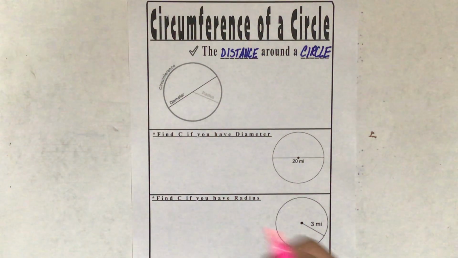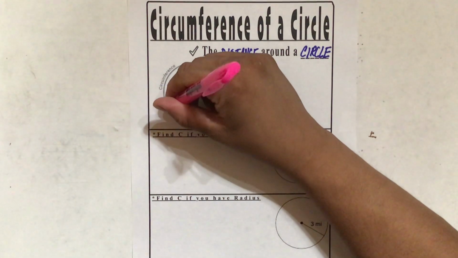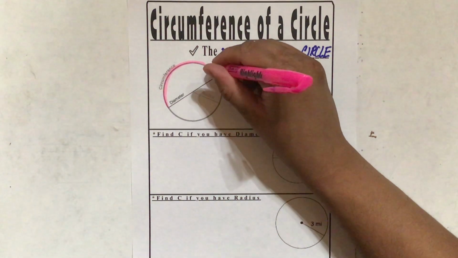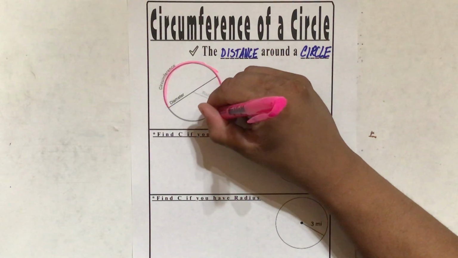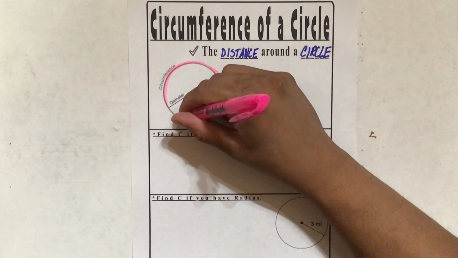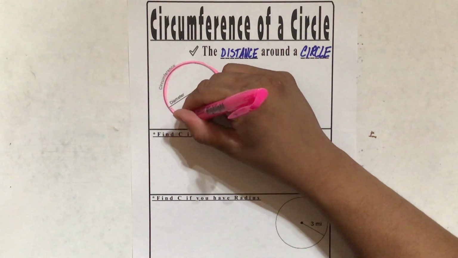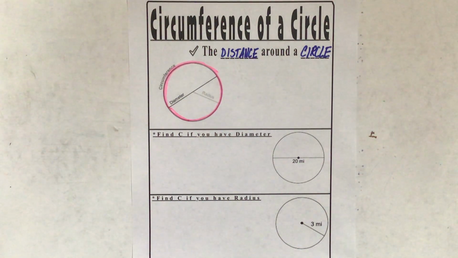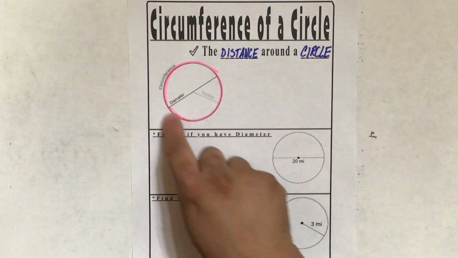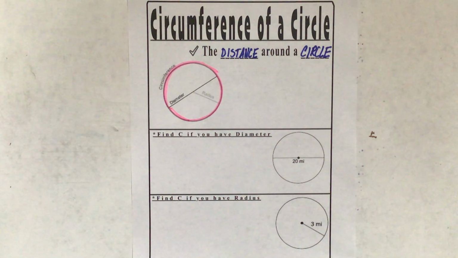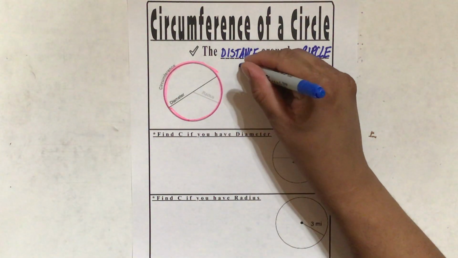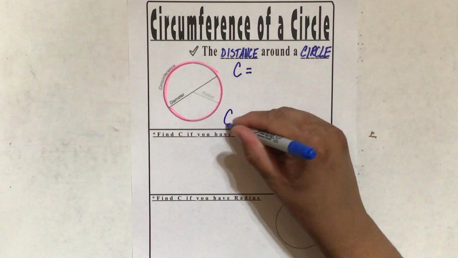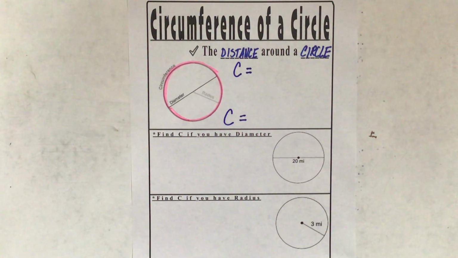So if I start here at this point and I work my way all the way around my circle here, and I travel in a circular fashion and I end up at the same place where I started, that is the circumference of that circle all the way around. And what we call circumference in math is C. So we're going to say C is equal to, we're going to find C here, okay? We're going to find C.